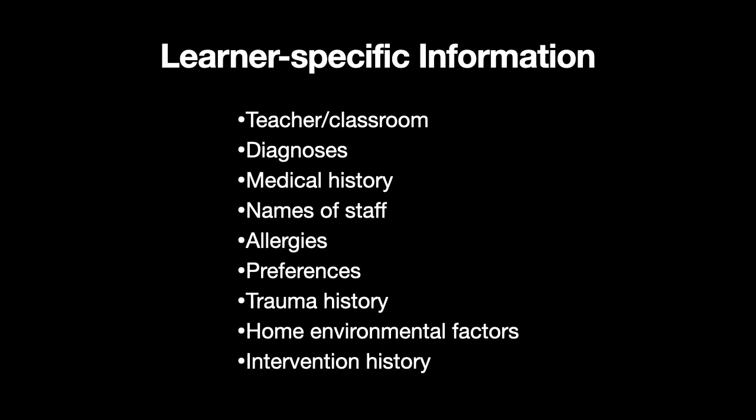In addition to this information, you must include the learner's background information to provide a context that describes the factors that have influenced the behavior. Include details that help your audience understand your client more effectively. Include information about the learner's teacher or classroom, diagnoses, medical history, names of staff, allergies, preferences, trauma history, home environmental factors, intervention history. Consider including any other details that impact the effectiveness of your BIP or that your interventionist needs ready access to, or that helps explain the context of the behavior.